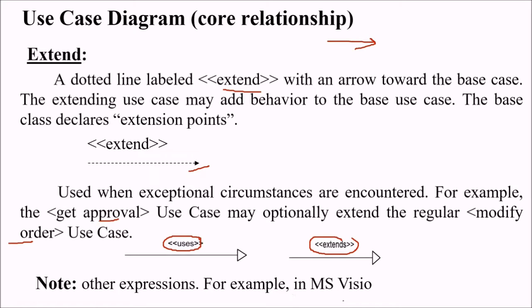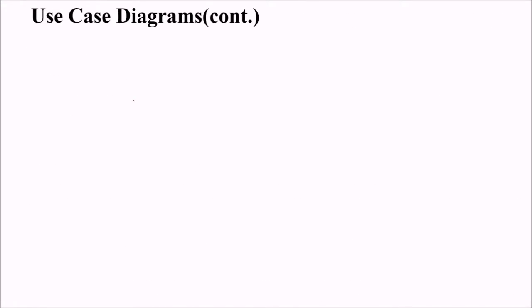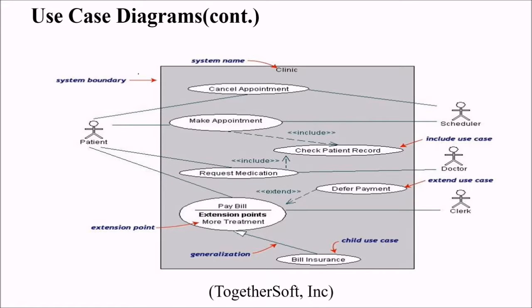There are various tools; we'll be talking about MS Visio to represent this, how to make your UML. So this is the use case diagram with all we have discussed. We have the system name here. This is the system boundary. These are the actors: the patient, the scheduler, the doctor, and the clerk. And we have certain use cases here. These are the scenarios. And this is include, this is extend.